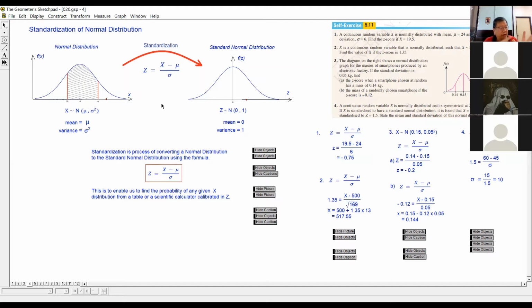So three things. Symmetry, you must know symmetry. You must know how to find area under the graph. You must know how to convert from X to Z. Okay, so now we can use the calculator. I'm going to show you how to use the calculator.